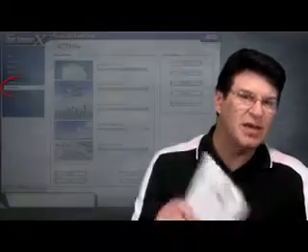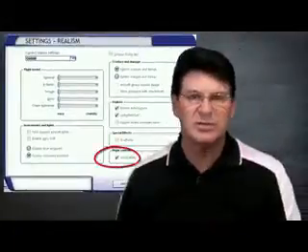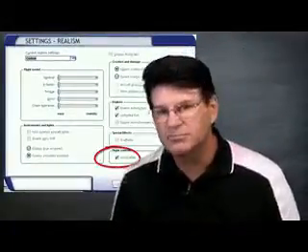So you might need to unlink the rudder from the ailerons in the settings page if you have the rudder pedals. All right, so let's take a look.